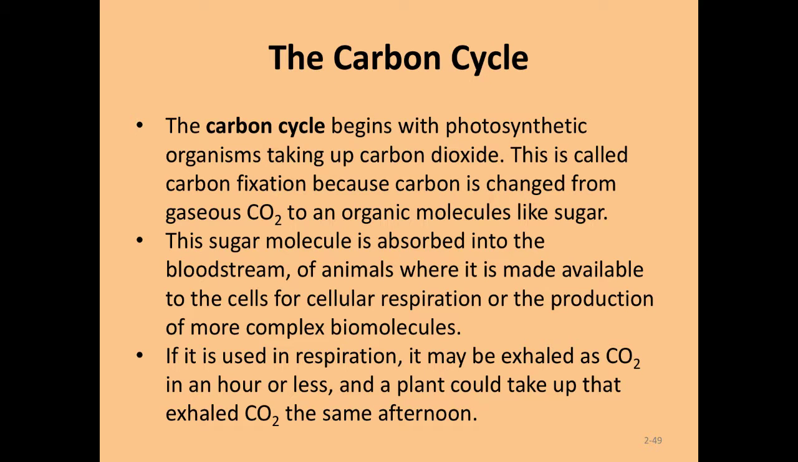The next cycle that we run into in this book is known as the carbon cycle. The carbon cycle usually begins with photosynthetic organisms taking up carbon dioxide. Plants usually breathe, and I put quotes around this word, they breathe carbon dioxide, and so this process is what we call carbon fixation. Because what's happening is they're changing the chemical known as CO2 into an organic molecule such as sugar, which is then, of course, used by the plant to power itself.